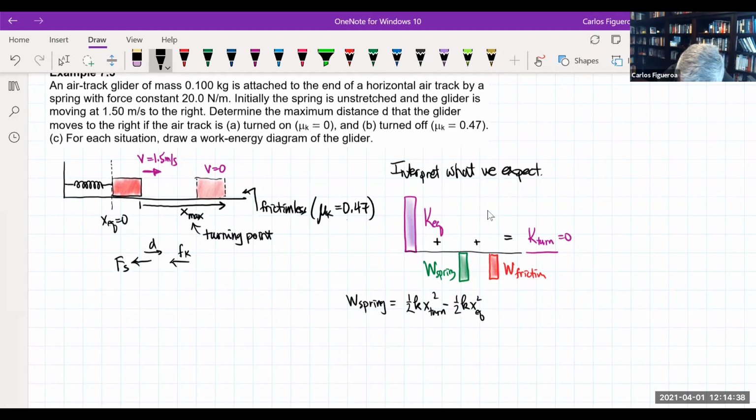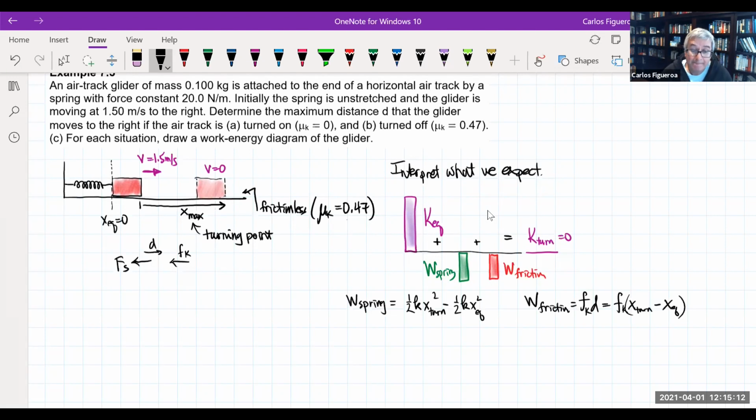And when I look at the work of friction, this is a constant force. So friction should be what? The force of friction times the displacement. But wait a minute, what do I mean by displacement? It's the position at the turning point minus where it started at the equilibrium point. So those are the 2 works that are going to have to reduce the kinetic energy.